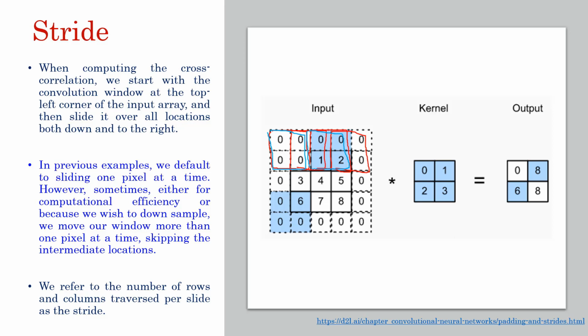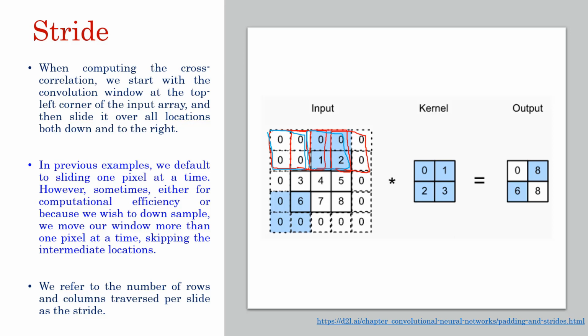When computing the cross correlation, we start with the convolution window at the top left corner of the input array, and then slide it over all locations, both down and to the right. In the previous example, we default to sliding 1 pixel at a time. However, sometimes either for computational efficiency or because we wish to downsample, we move our window more than 1 pixel at a time, skipping the intermediate locations. That's the basic idea of stride.